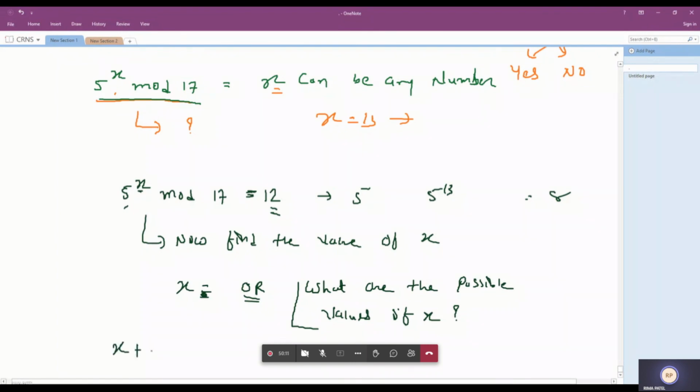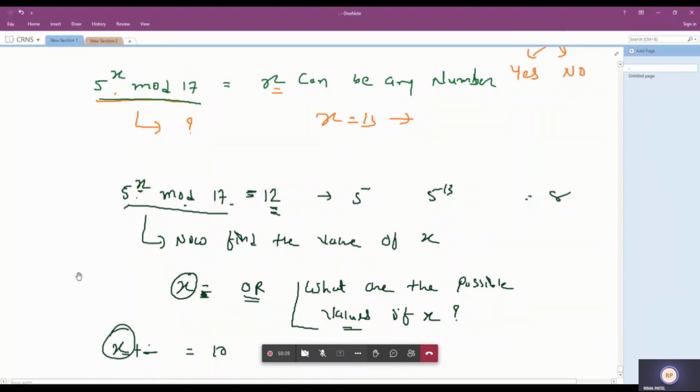On the left-hand side there is x plus some equation, and then 10 is given to you, and I'm asking you to find the value of x. That is the situation in ordinary algebra, but in modular operation it is like this: 5 raised to x mod 17 equal to 12 is given to you. Will you get a single value of x, or will there be multiple possible values of x? Multiple possible values, right?